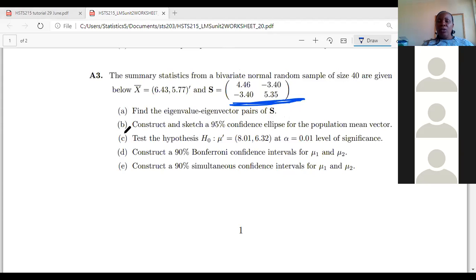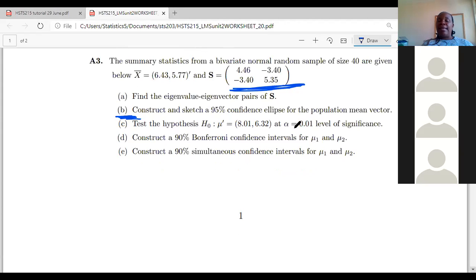Now going to part B here. You are to construct and sketch a 95% confidence ellipse for the population mean vector. Construct and sketch a 95% confidence ellipse for the population mean vector.